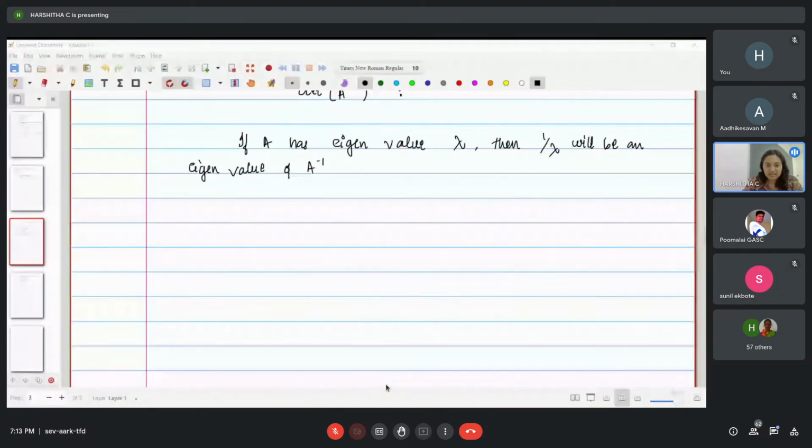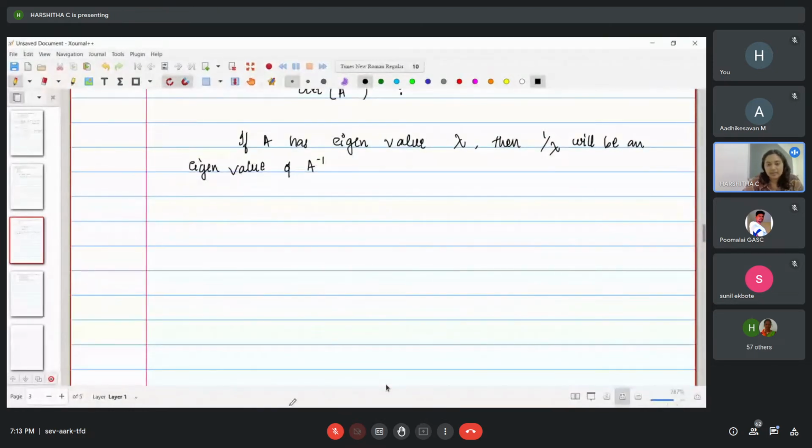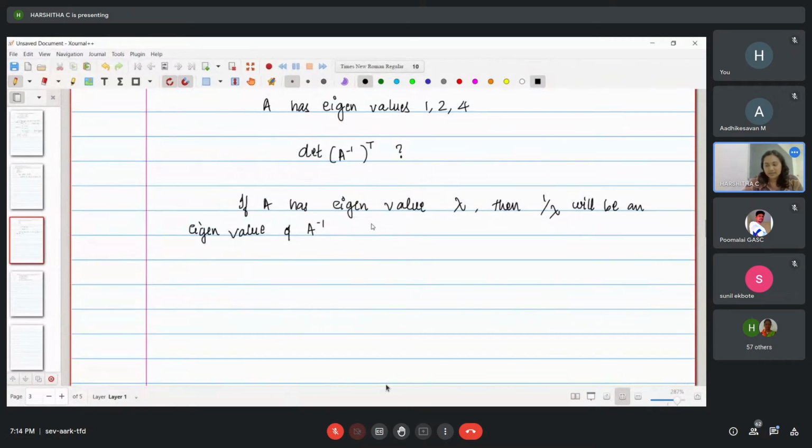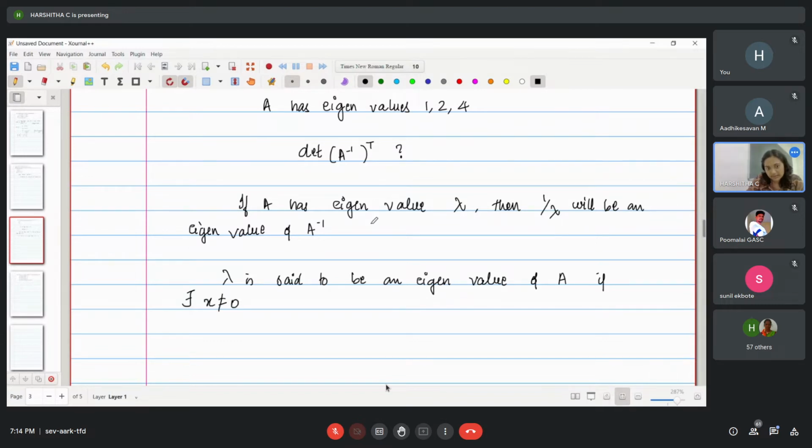If you look at the class notes, one way of looking at eigenvalues is that they are the roots of the characteristic polynomial. Another way of looking at it is, when is lambda said to be an eigenvalue of A? Lambda is said to be an eigenvalue of A if there exists a non-zero vector x such that Ax equals lambda x. Right? Now you multiply by A inverse on both sides.